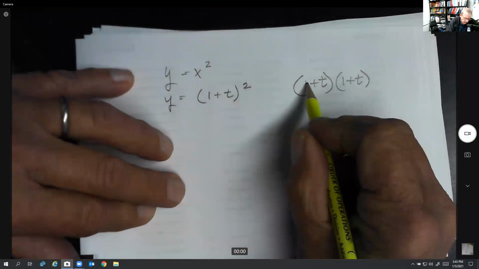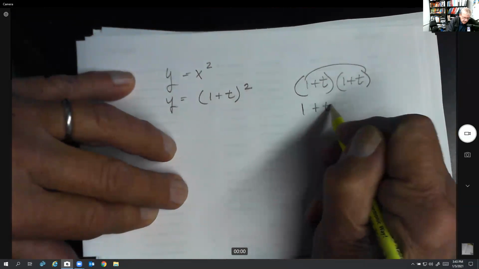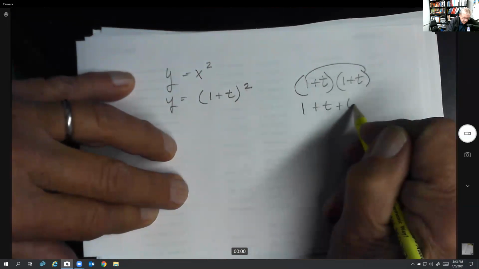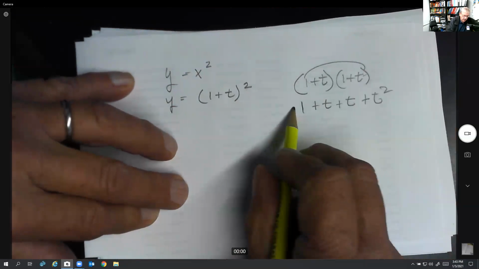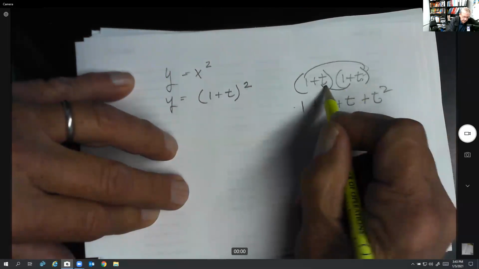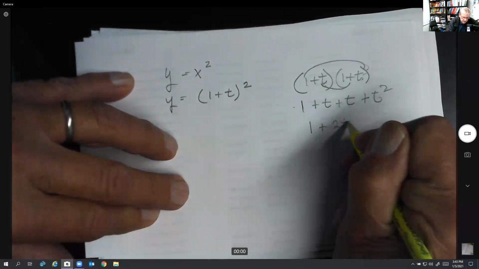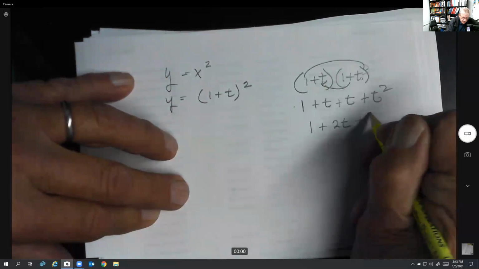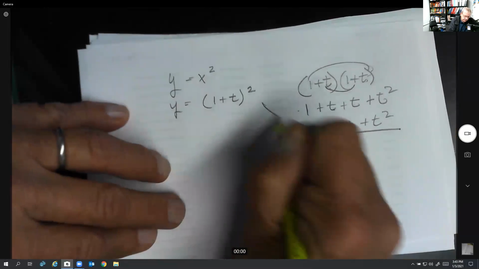I'm going to do first term times the first term, outside, inside, last term times last term. FOIL. And then I can add these together because they're like terms, 2t. So this is one answer to that problem, 1 plus 2t plus t squared.